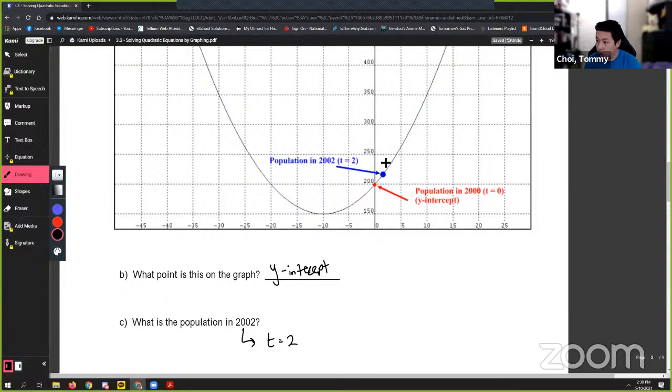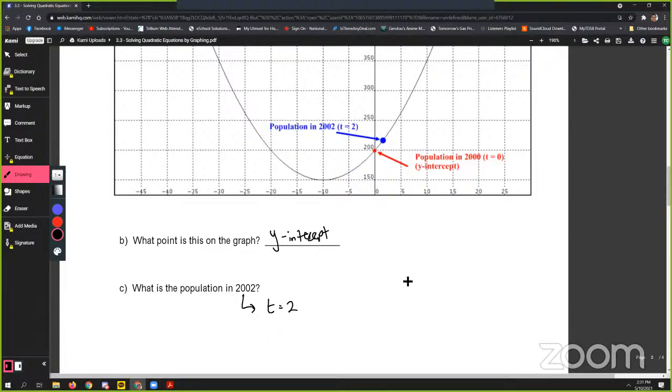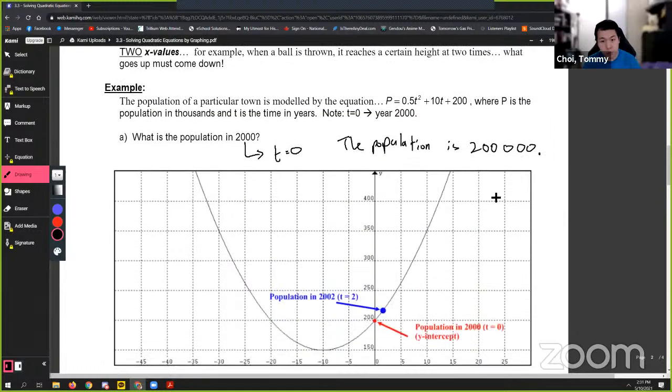Now, of course, you could approximate that, right? You can be like, oh, that's around like 220,000. What's the better way to do this? You can approximate it, sure, you're looking at the graph, but what's the better way for this case? No one knows how to solve it? Plug in. Yeah, plug it in. You have t equals 2, you have your equation, plug it in.